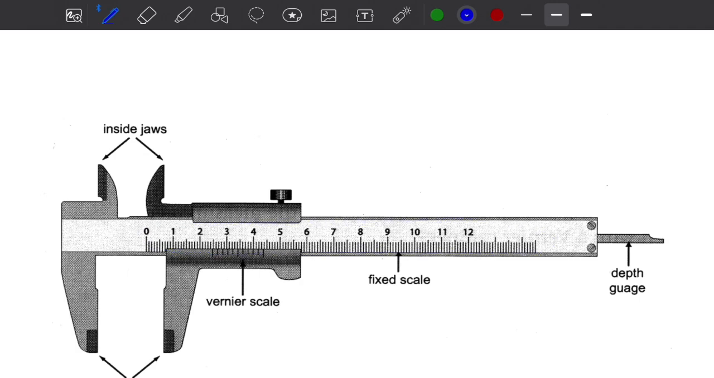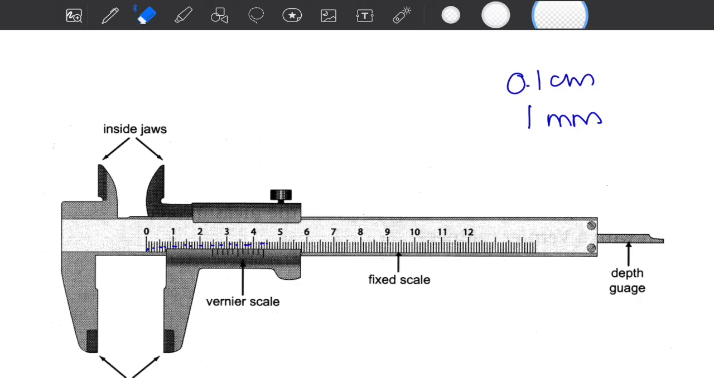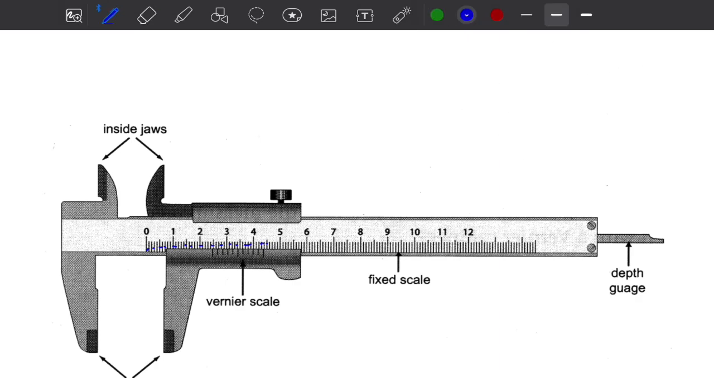So if you notice, every line here represents 1 millimeter. You can also say that it represents 0.1 centimeters. Both of them are the same, really. And then we have the moving scale, or the vernier scale, and this one is even more precise, and it's in 0.1 millimeters or in 0.01 centimeters, same thing.